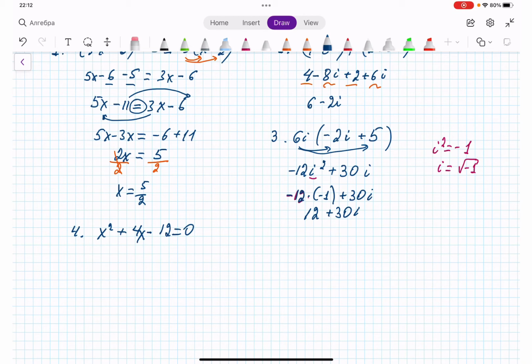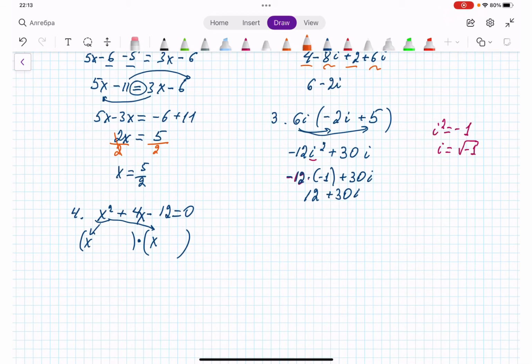We are going to break down into two parentheses, and here we have x squared. So between these two parentheses is going to be multiplication. So one x I'm moving here, and the other x I'm moving here to this parenthesis. So when I multiply by each other, I get x squared back. Now the numbers here are going to be, I need to figure it out. So I have to find these two numbers, first number and second number, that multiplication will give me negative 12.